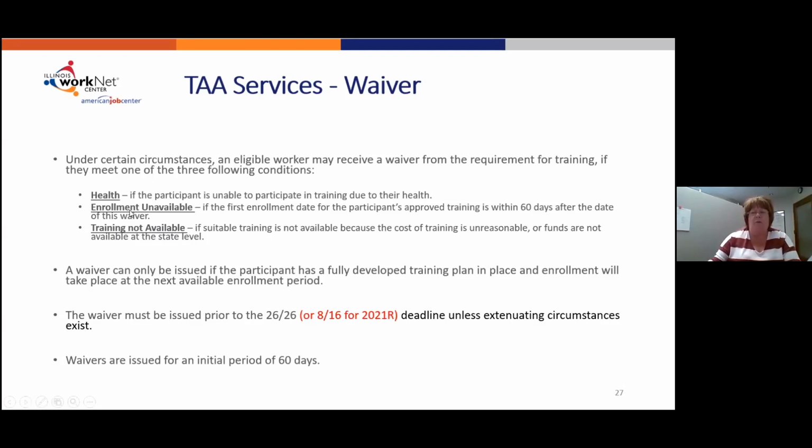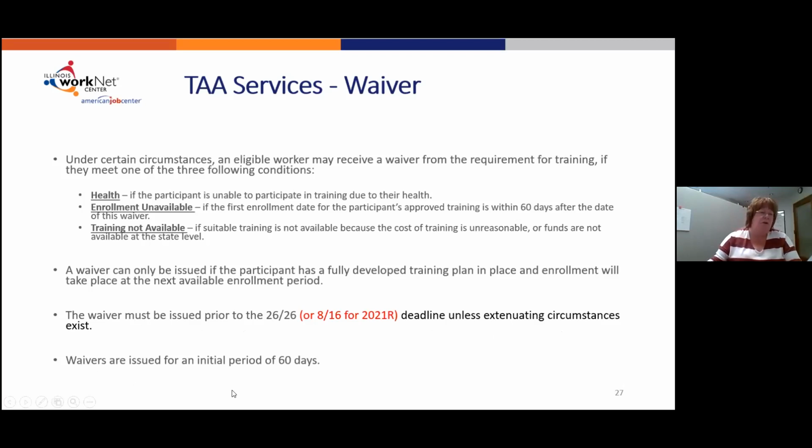Usually we will see the enrollment unavailable as the most common one used, and sometimes we do have some health. So once again, a waiver can only be issued if that participant has a fully developed training plan in place. They know where they're going to training, they know what they want to enroll in, and the 6 conditions have been met for approval of training. We have to have all of that information and a lot of forms in order to be able to issue that waiver. It must be issued before that deadline unless there's extenuating circumstances that exist for that.